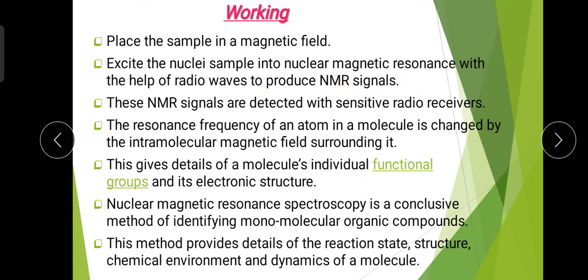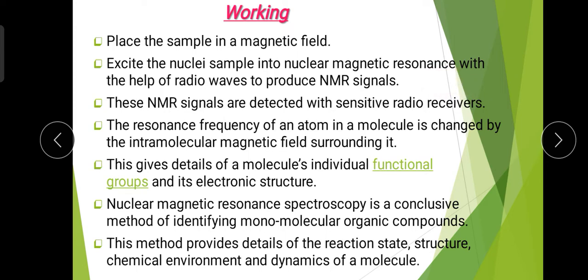Now for the production of the NMR spectrum or NMR spectra, we have to produce the NMR signal first. Then we can observe the NMR spectra. First we have to excite the nuclei of the sample. That means if we place the sample in the presence of an external field, we know that there is an alignment of the nuclei, or the alignment of the magnetic moment of the nuclei in a particular direction, that is along the direction of the field or opposite to the direction of the field, depending on the direction of the field. So excite the nuclear sample into the nuclear magnetic resonance.